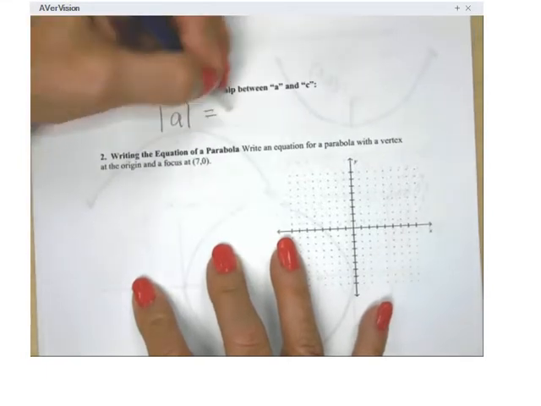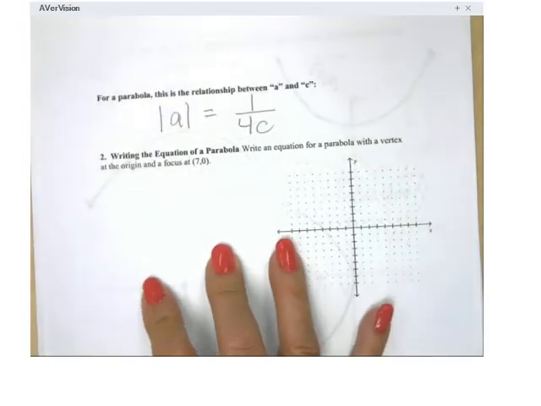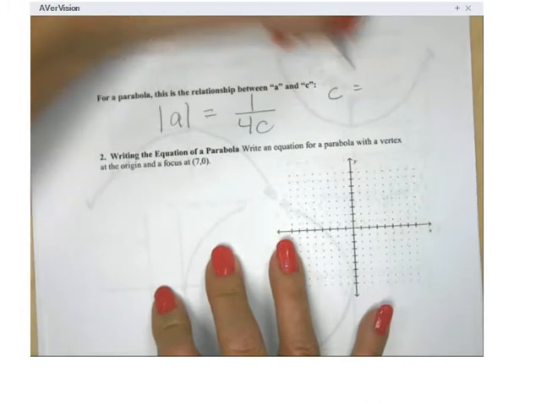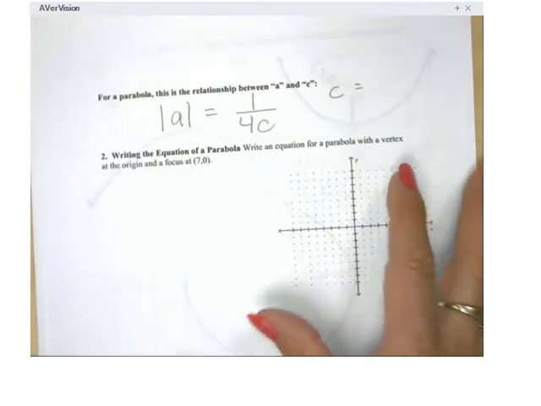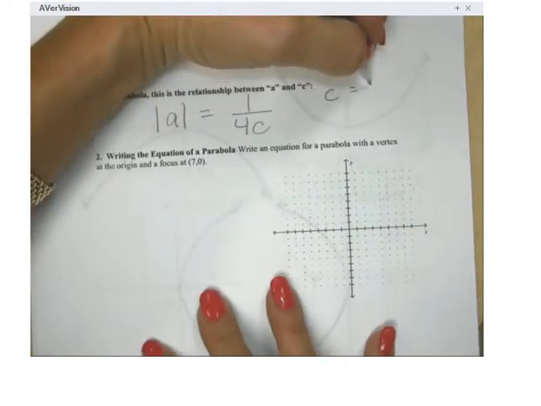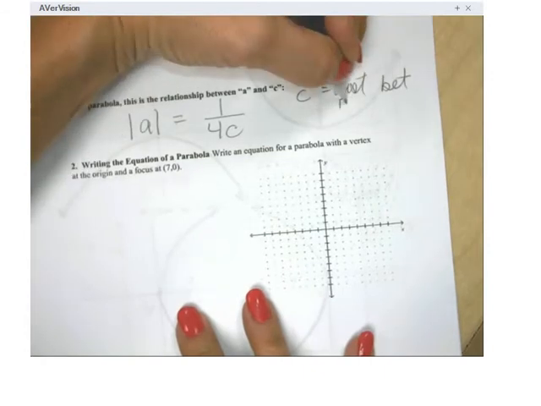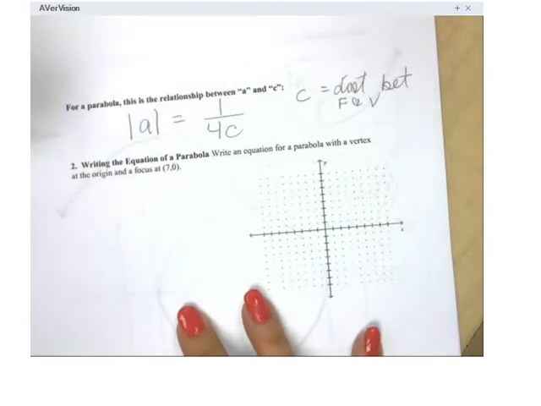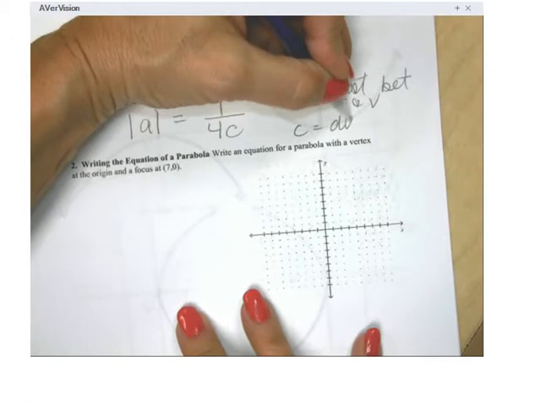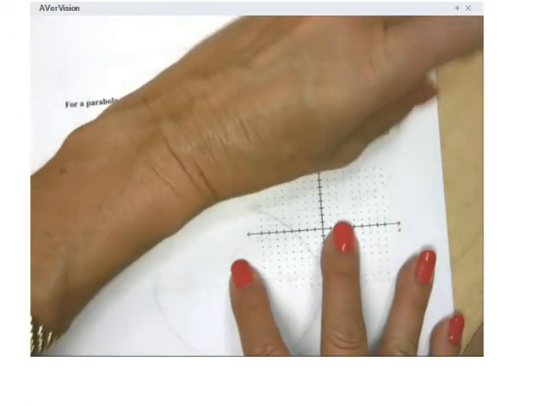So we're going to look right down at this part. The relationship between the a and the c is the following. There's an inverse proportion here. The absolute value of a is always equal to 1 over 4c, and that is a relationship you're going to want to know. C is going to end up being, again, the distance between the focus and the vertex.